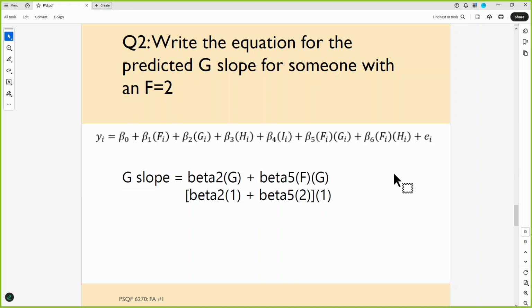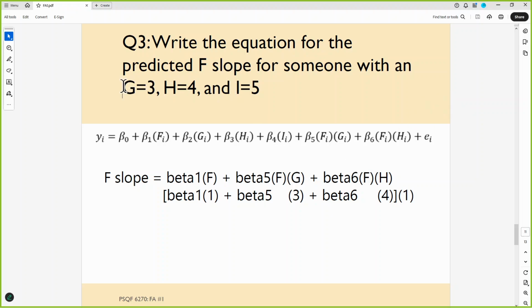Then we have question 3. So now we have these values: G equals 3, H equals 4, and I equals 5. Again, from the formula or from our model, we take all of the slopes involved in what we are doing. So now, this is interesting because I equals 5. Do you think that this is important to get an estimate of the F slope? Doesn't matter? No, it doesn't. Why? Because as we can see in our model, I is not involved in any of the interactions with F. So it doesn't matter what value we have there if we are interested in the F slope.